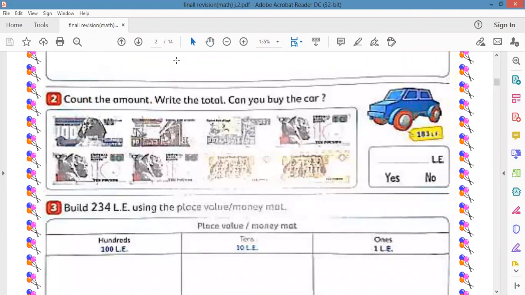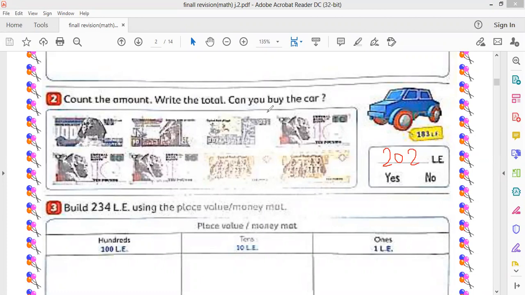Question number 2, count the amount and write the total. We have here 100 LE and 50 LE, 20 LE, and 3 notes of 10 and 2 notes of 1. Okay? 100 plus 50, 150, plus 20, 170, plus 10, 180, plus 10, 190, plus 10, 200, and we have 2 notes of 1, 202. Then the total, 202 LE.